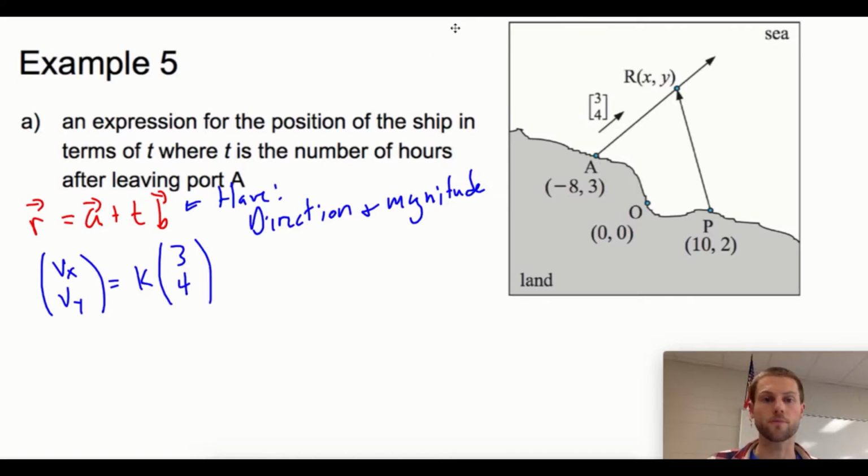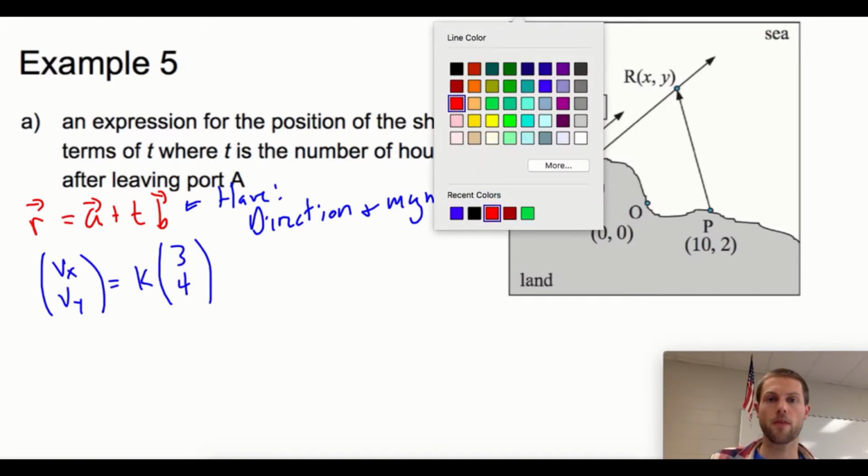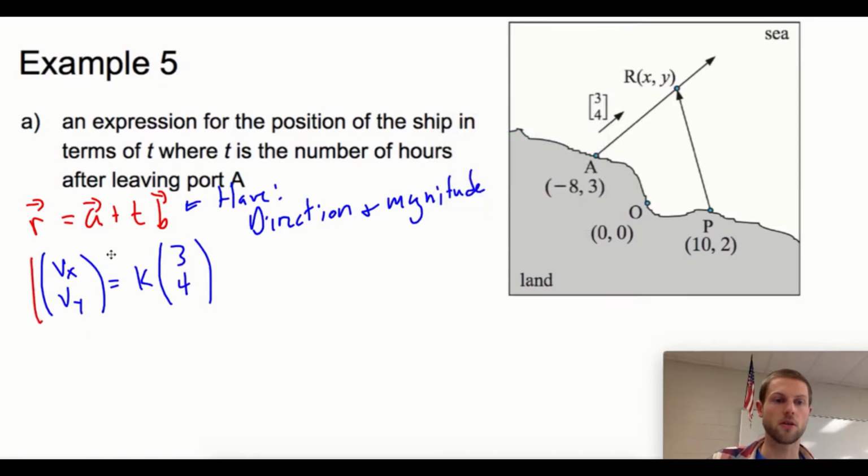But I do know that the magnitude of my velocity, which is my speed, is equal to, what did I say it was? 10, right? Yeah, 10 kilometers an hour.